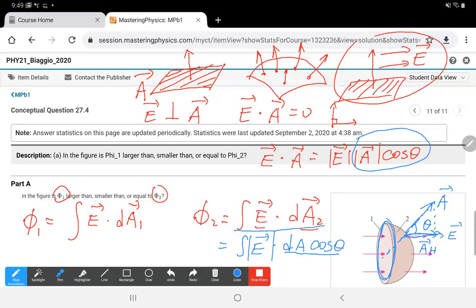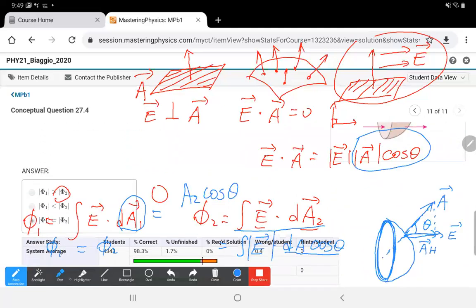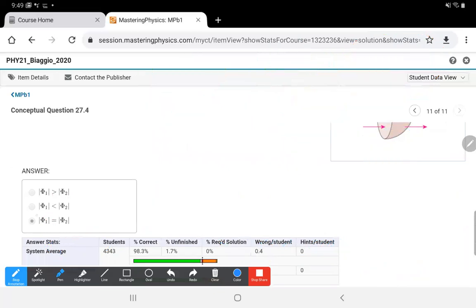So the arc has a shadow on the semi-surface. This is a sphere. So we will find that A1 is equal to A2 times cosine theta. So we will have phi 1 equal to phi 2. Okay, let me go back here. So we have the final result: phi 1 equal to phi 2.